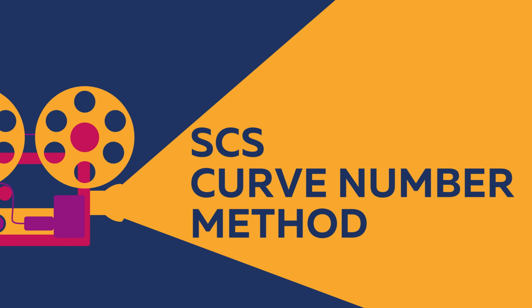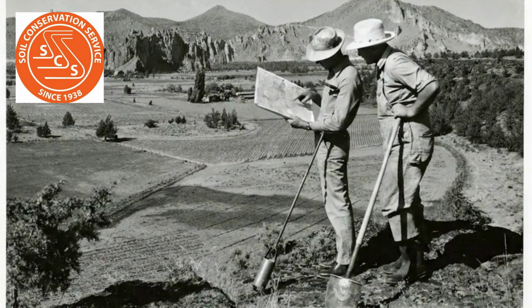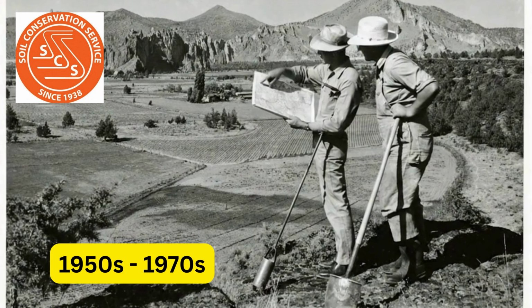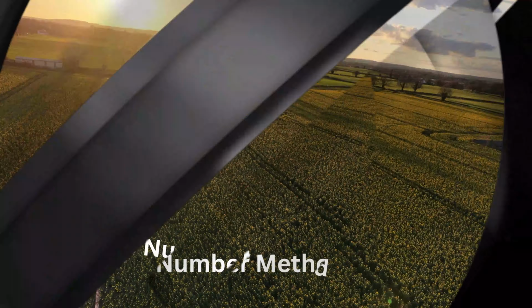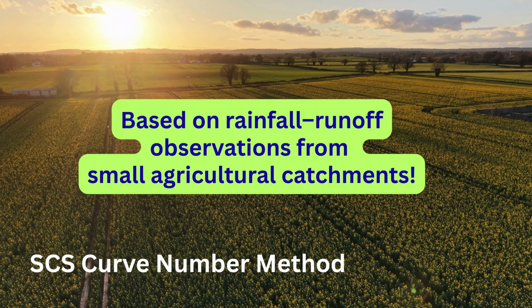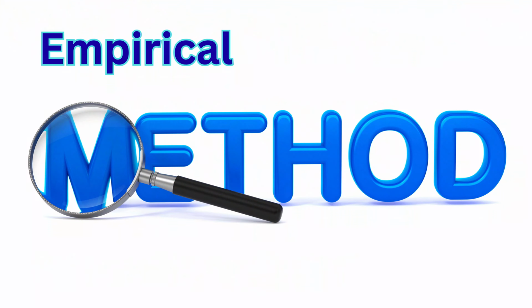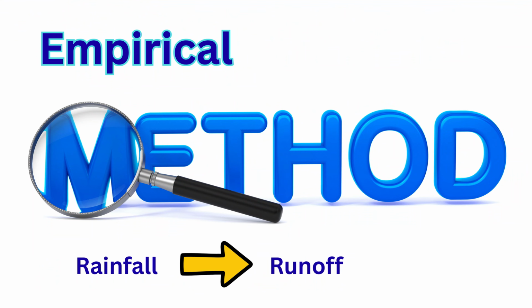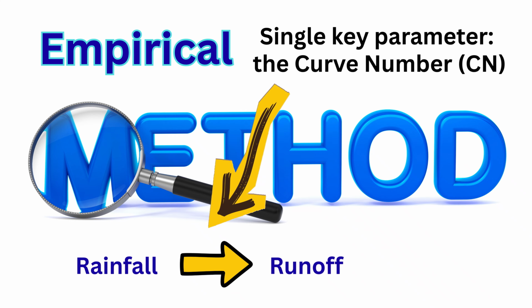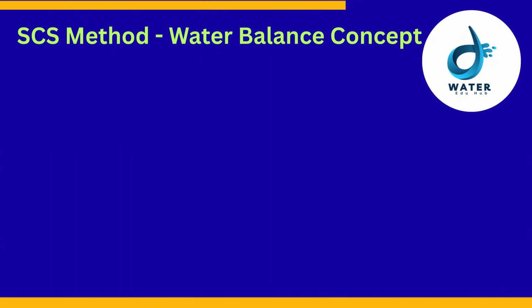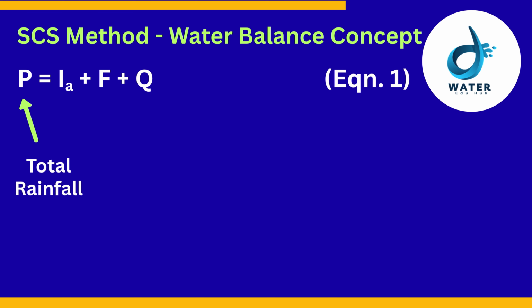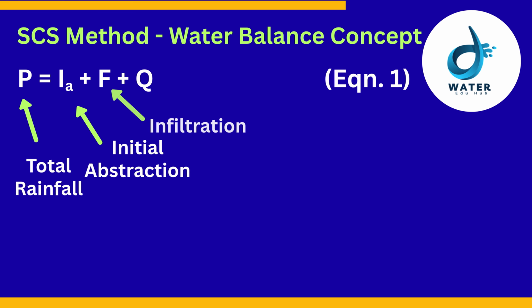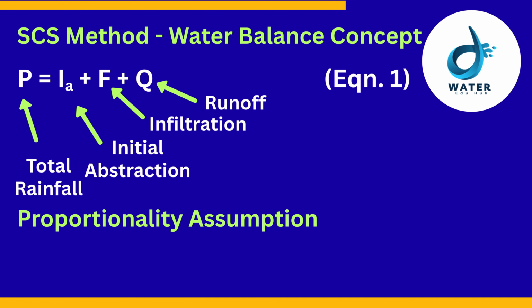The SCS method was developed by the US Soil Conservation Service between the 1950s and 1970s based on rainfall runoff observations from small agricultural catchments. It's an empirical approach that links rainfall to runoff using a single parameter, the curve number or CN. Following the water balance equation, the method assumes total rainfall is partitioned into initial abstraction IA, infiltration F, and runoff Q. The model also relies on an important assumption known as the proportionality assumption, as shown below.